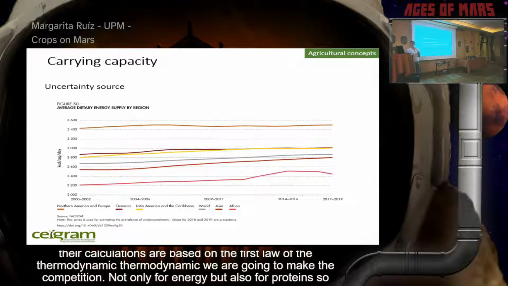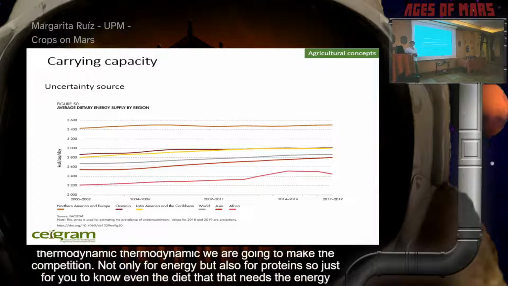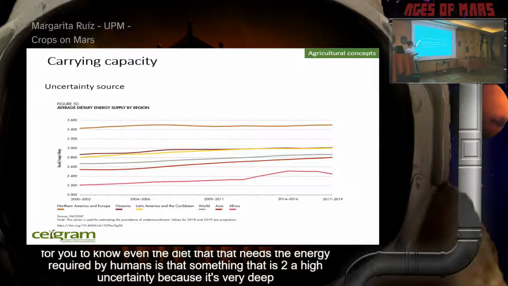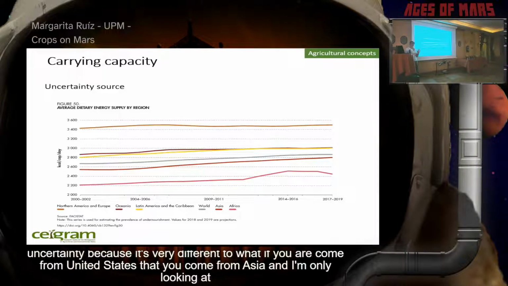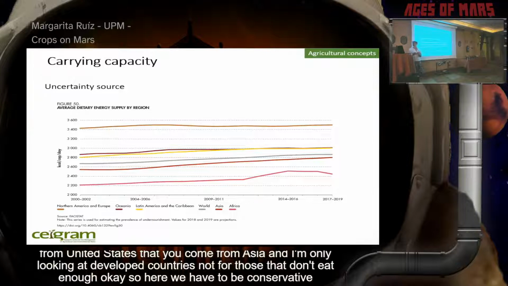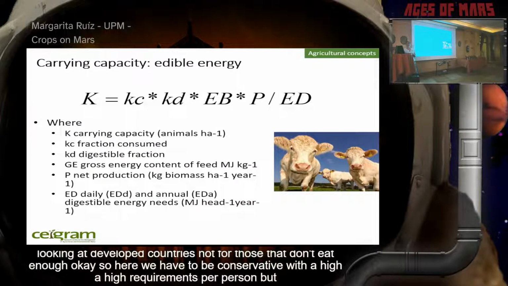So just for you to know, even the diet, the energy required per human, is subject to high uncertainty, because it's very different if you come from the United States than if you come from Asia, and I'm only looking at developed countries, not those that don't eat enough. So here we have to be conservative and put a high requirement per person.